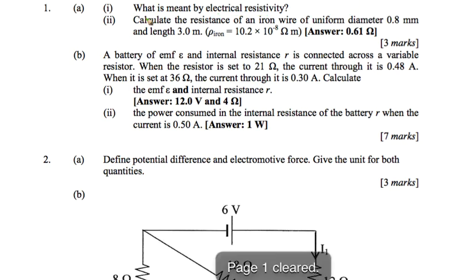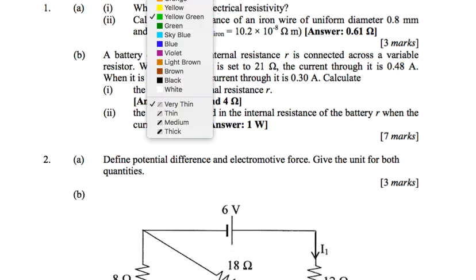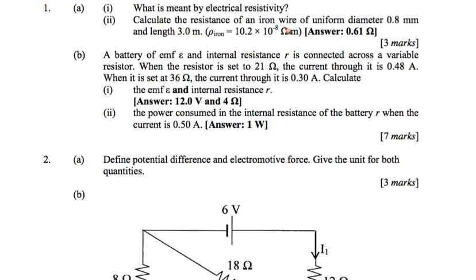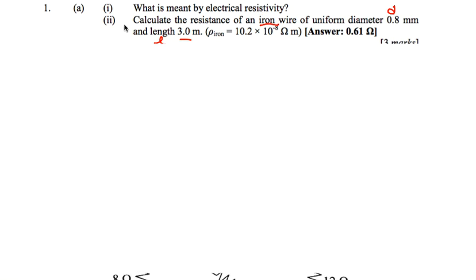And number 2, calculate the resistance of an iron wire with uniform diameter 0.8 millimeter and length 3.0 meter. So this is the length L and this is the diameter D. To calculate the resistance of the uniform wire, we have an equation: the resistance of the wire is given by the resistivity rho times L divided by area A.